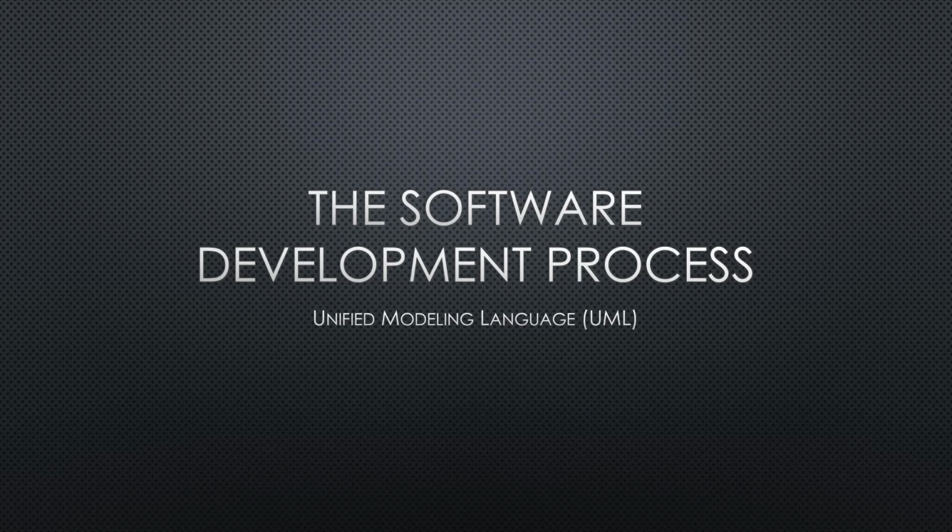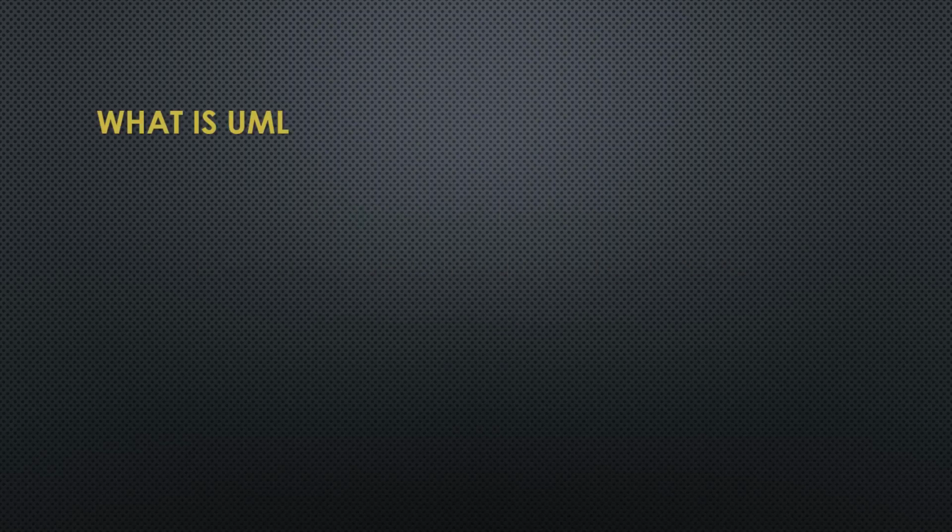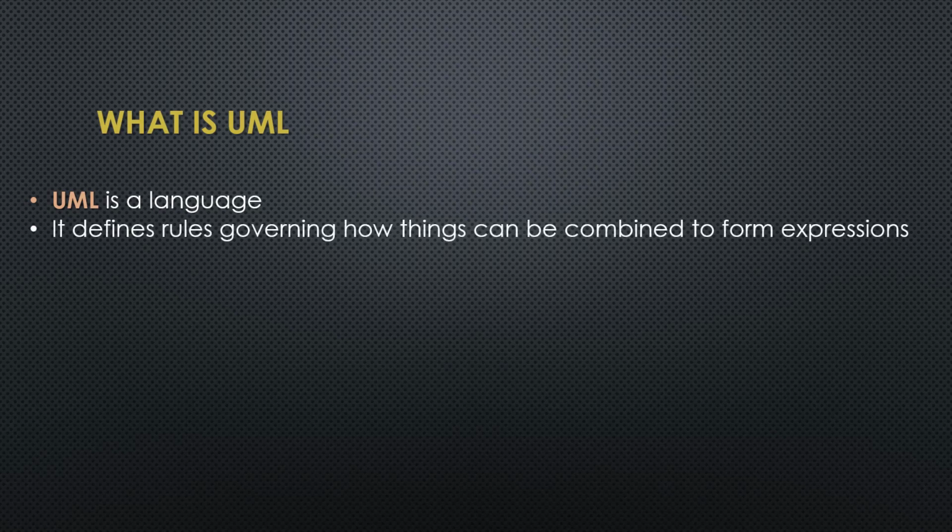In this section, we are going to talk about the Unified Modeling Language, or UML. And we're going to use this language to do our design, to design our architecture. What is UML? UML is a language. It defines rules governing how things can be combined to form expressions.